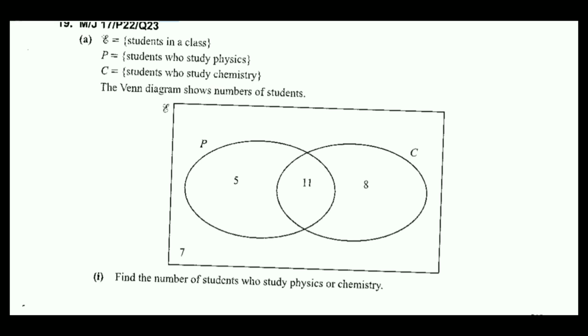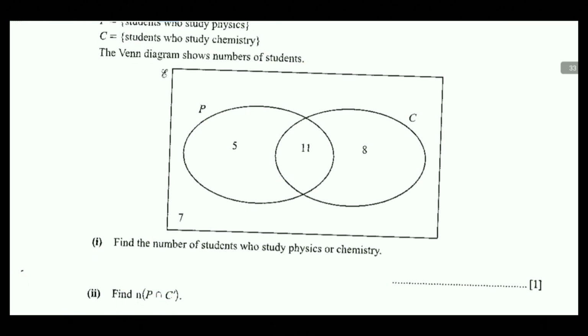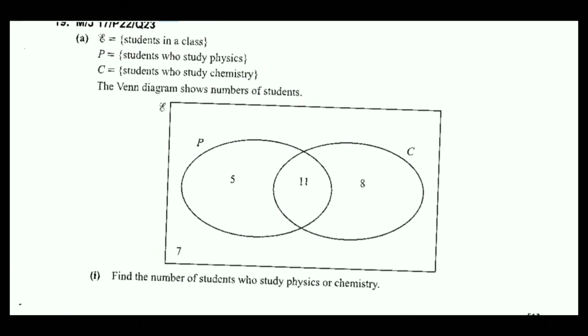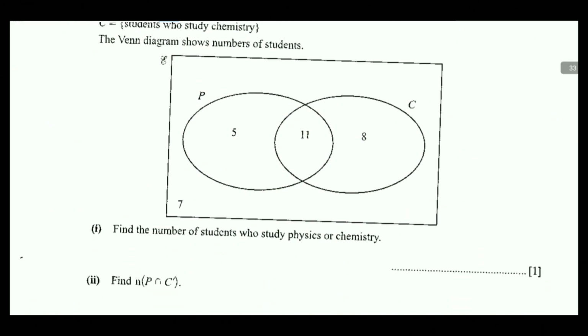Find the number of students who study physics or chemistry. Figure is given to you, information is given to you in the figure. You have to give the answers. Find the number of students who study physics or chemistry. So, physics or chemistry means 5, 11, and 8. Some students read physics, some students read chemistry, some students read both. So all these numbers will be added.